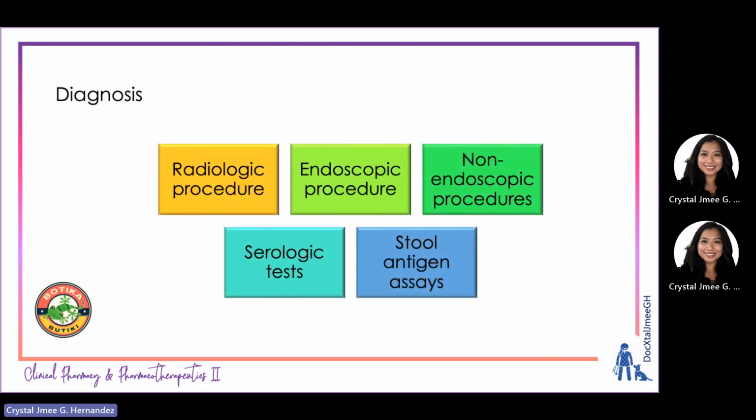So for the diagnosis, we have radiologic, endoscopic, non-endoscopic procedures, serologic, and stool antigen. For radiologic, these are for X-ray. This can also be used to identify the ulcerations found in the GI tract. For endoscopic, this is for endoscopy. This is much preferred to navigate the gastrointestinal tract.